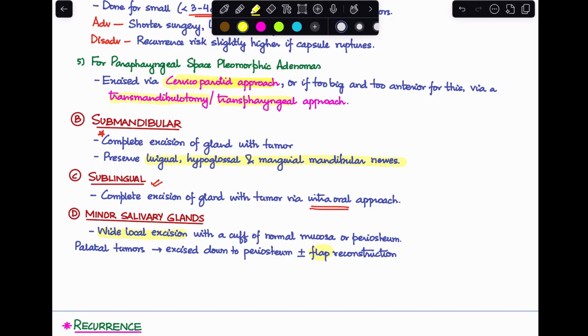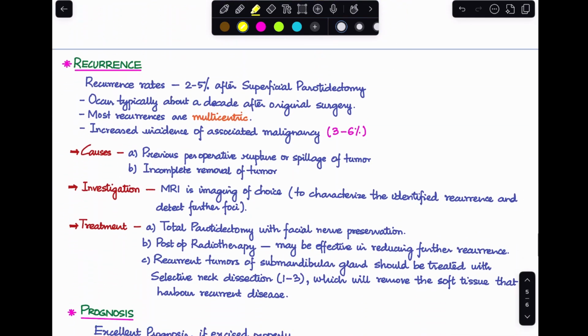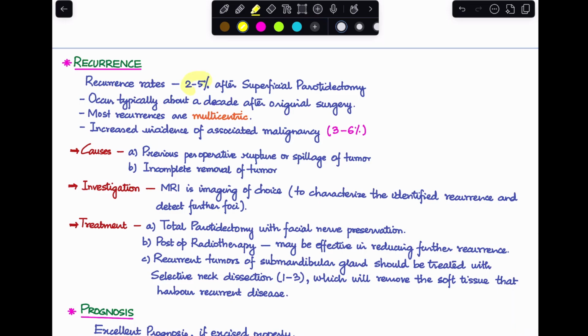Now I've mentioned before multiple times how recurrence is very common in case of pleomorphic adenoma. Now one of the reasons is because of pseudopods present which invade into the adjacent normal tissue. So the rate of recurrence is about 2 to 5% after a superficial parotidectomy. And usually the recurrence occurs about a decade, about 10 years after the original surgery. Most cases of recurrence are multicentric, and the recurrent cases also have an increased risk of malignancy, about 3 to 6%.